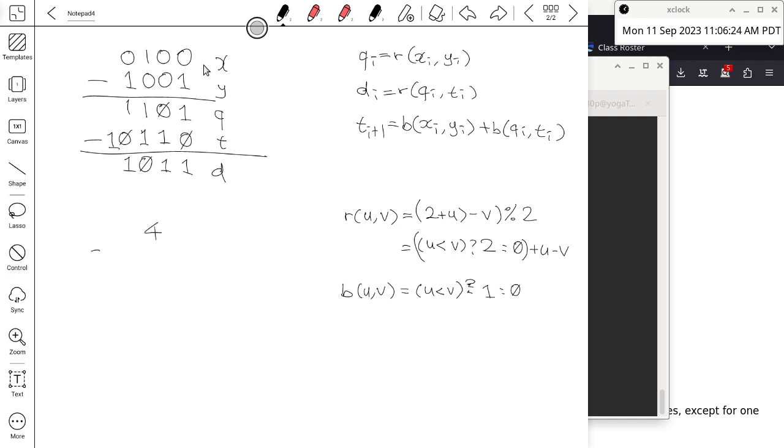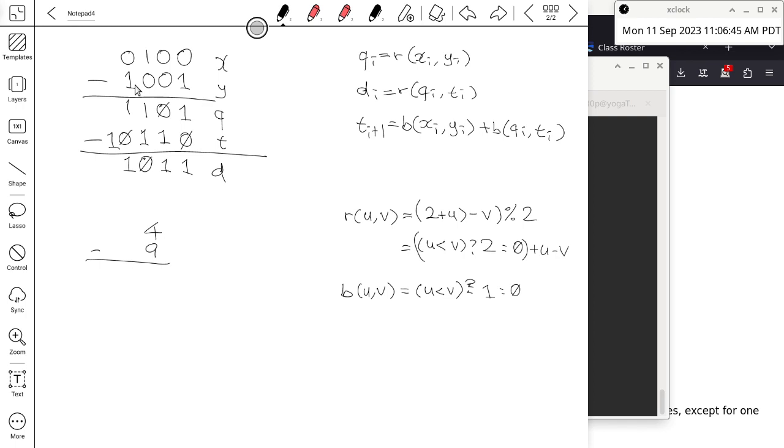What about y? It's a 9, very good. So the 4 is because we have none of 1, none of 2, 1 of 4, and none of 8. Okay, and then the 9 is because we have 1 of 1, none of 0, none of 4, and 1 of 8. 8 plus 1 is a 9.